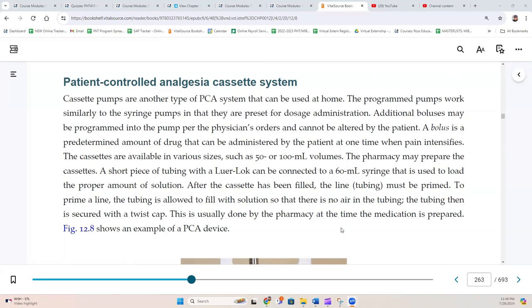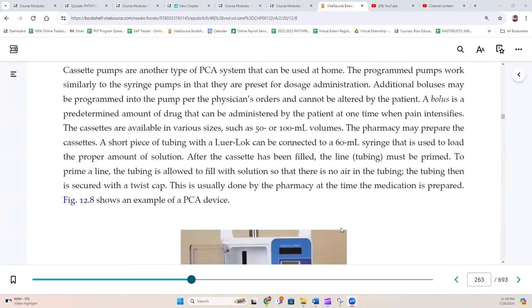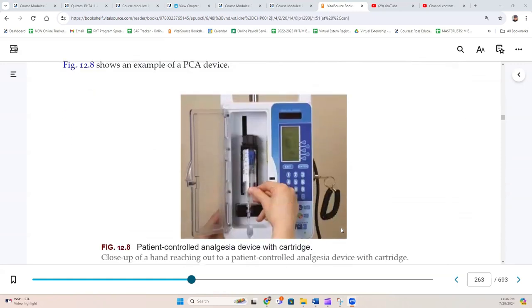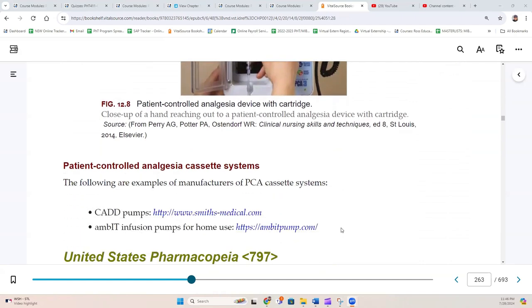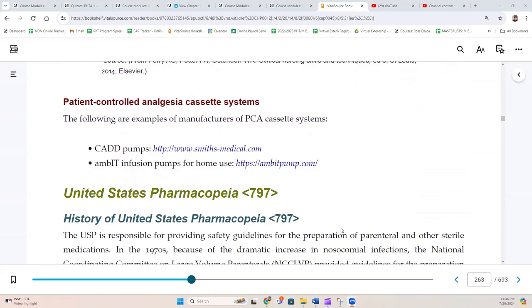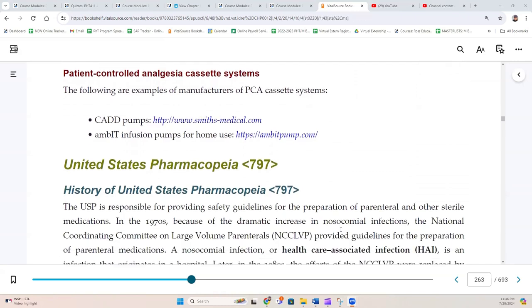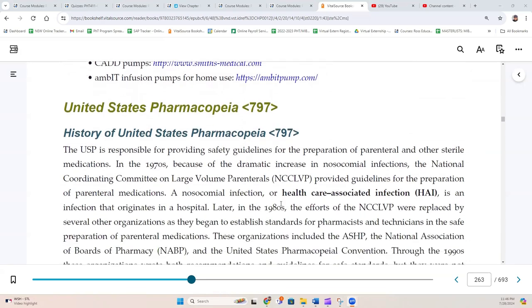After the cassette has been filled, the line tubing must be primed. To prime a line, the tubing is allowed to fill with solution so that there is no air in the tubing. The tubing then is secured with a twist cap. This is usually done by the pharmacy at the time the medication is prepared. So Figure 12.8 shows the patient-controlled analgesia device with cartridge. And the following are examples of these PCA cassette systems, CADD pumps and Ambient infusion pumps for home use.